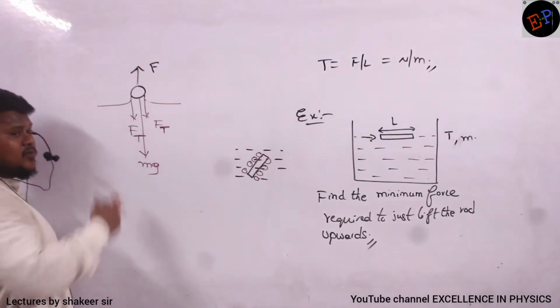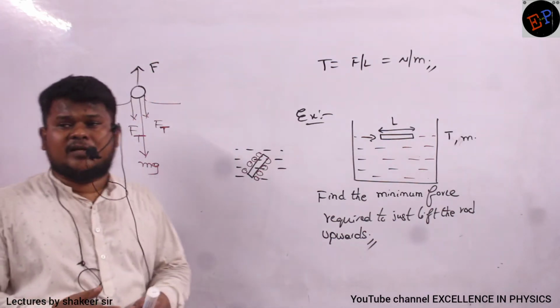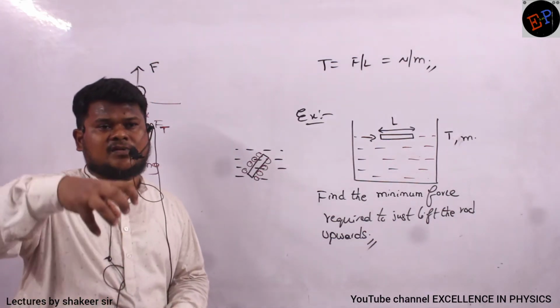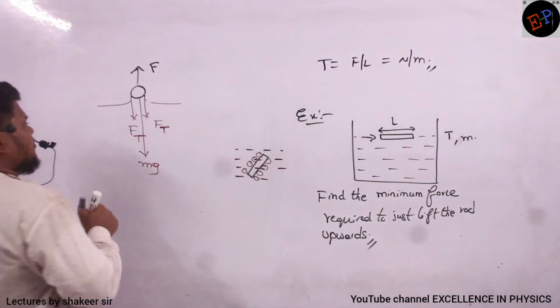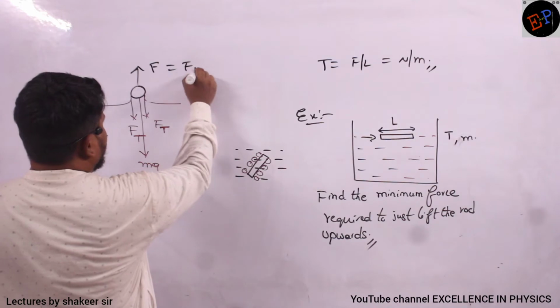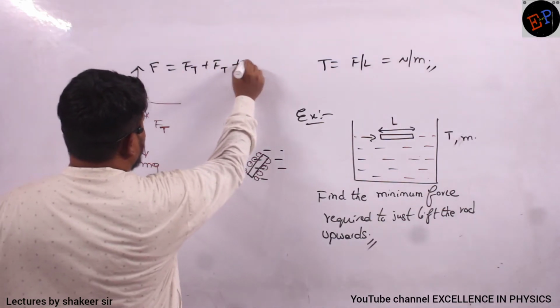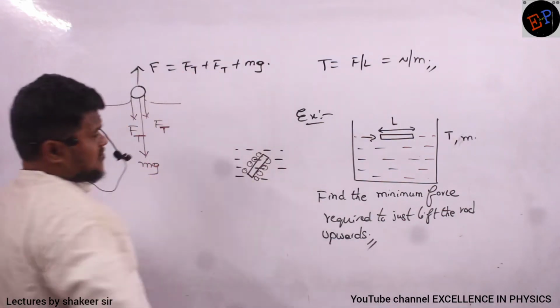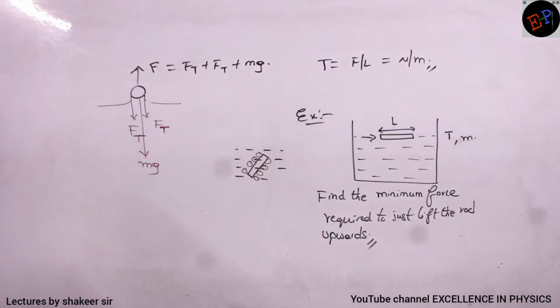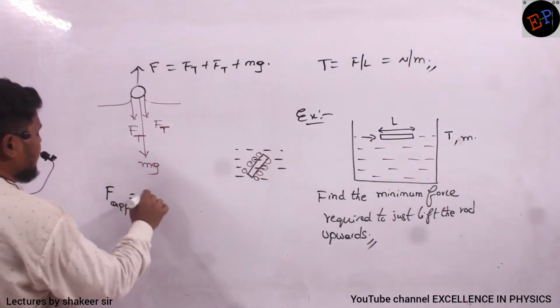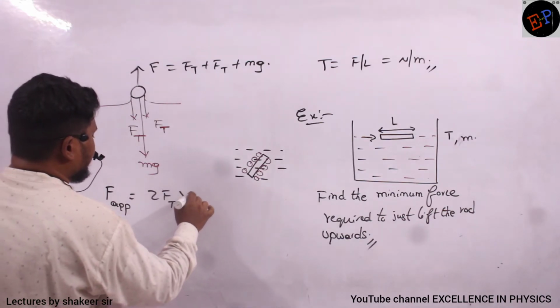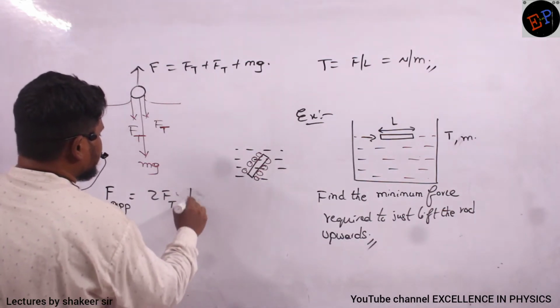And how much force do you have to apply? You have to apply an equal and opposite force. Then only I can lift the rod upwards without any acceleration. Clear? So what is the force I have to apply? F_t plus F_t plus mg. This is my answer. Is it clear, ma? So the total applied force is 2F_t plus mg.